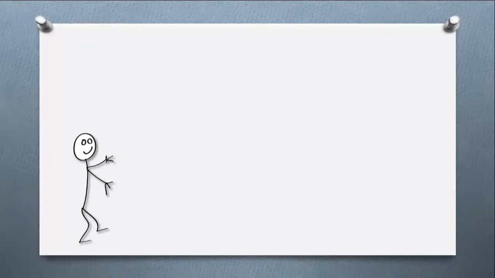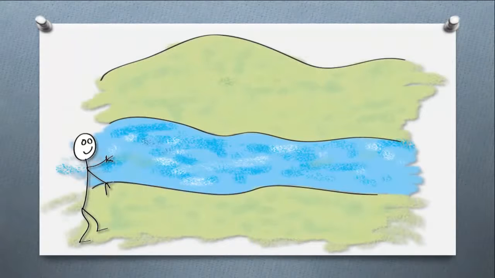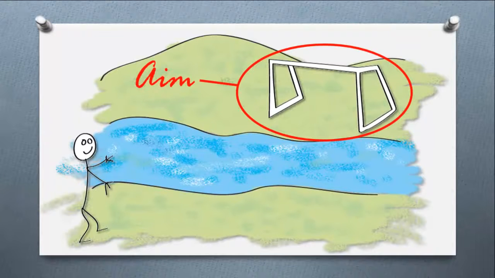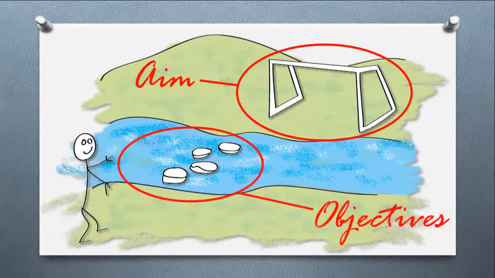I want you to imagine that getting to the end of your lesson is like crossing a big river. The end of your lesson, the other side, is the goal. This is what you hope the students will have learned by the end. This goal is called the aim. In order for the students to reach the goal, they will need stepping stones to get across the river. These stepping stones are called the objectives.